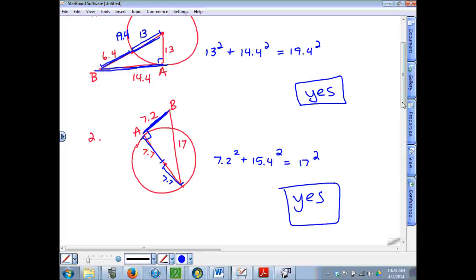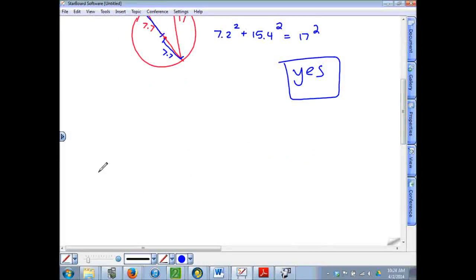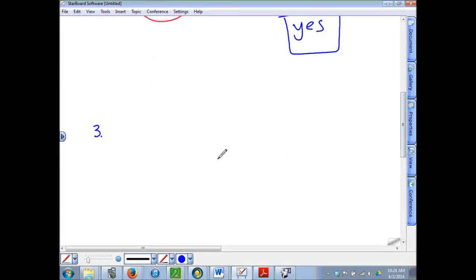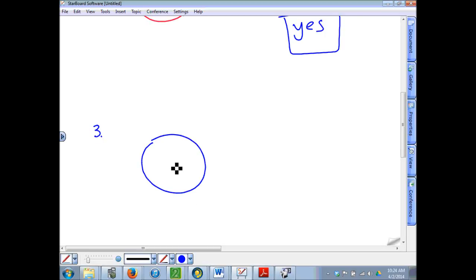You understand what they were asking on questions 1 and 2? Okay, question 3 and 4 are now different. They're not asking for the same thing. You're still given a similar style of picture.